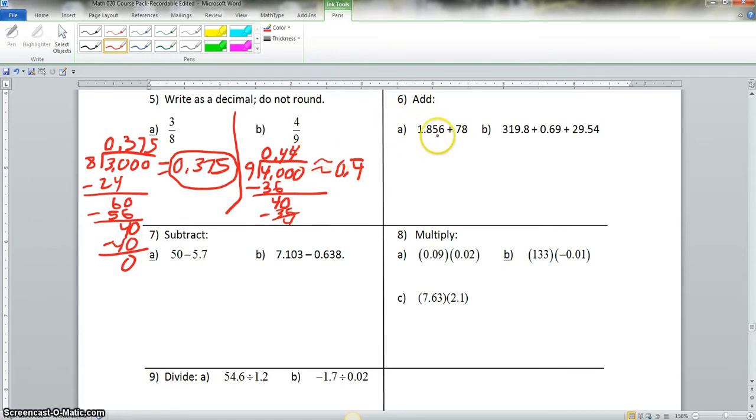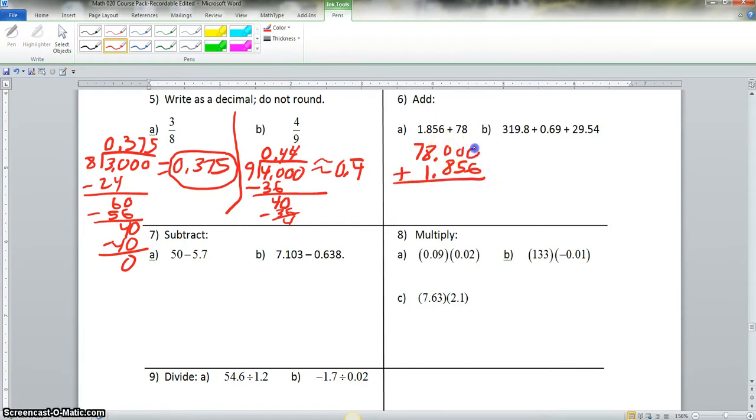It says add. We have 1.856 plus 78. Now I told you before, when you stack this, especially with addition, always stack the one that has the most digits in front of the decimal on the top. So it'll be 78, and we know it has a decimal behind it. And then we have 1.856, and then we add them.